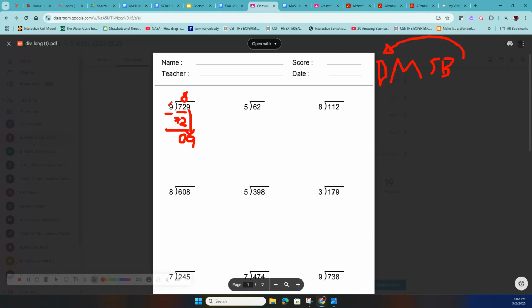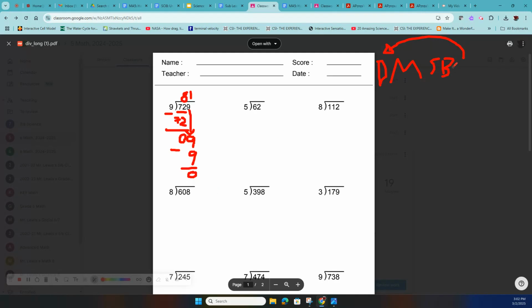So does 9 divide into 9? Well, yeah, of course it does. 9 divides into 9 once. Next step, multiply. 9 times 1 is 9. Next step, subtract. 9 take away 9 is 0.